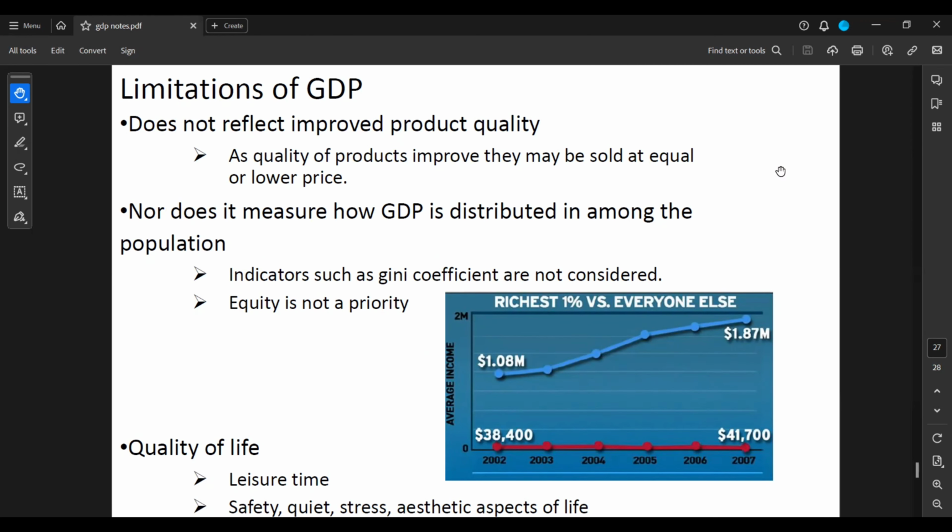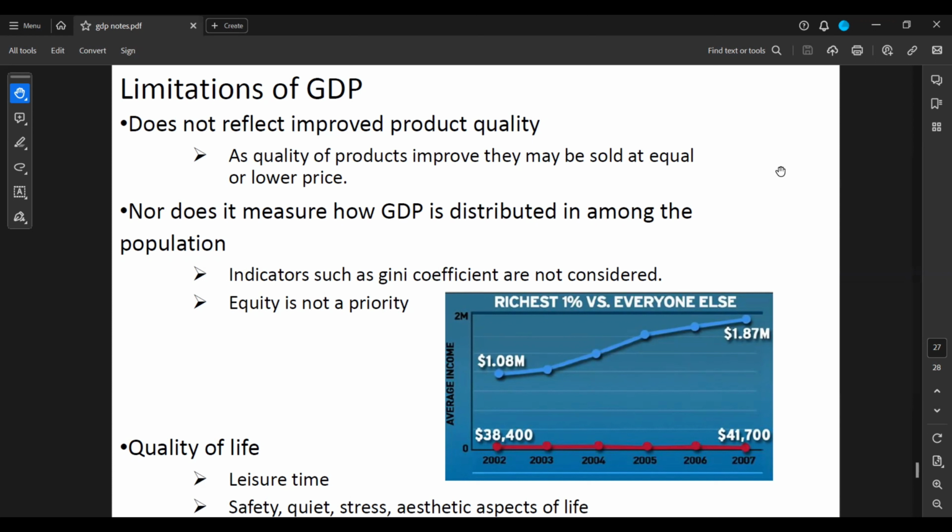It does not reflect improved product quality. As quality of products improve, they may be sold at equal or lower price. Nor does it measure how GDP is distributed among the population. Indicators such as the Gini coefficient are not considered. Equity is not a priority.